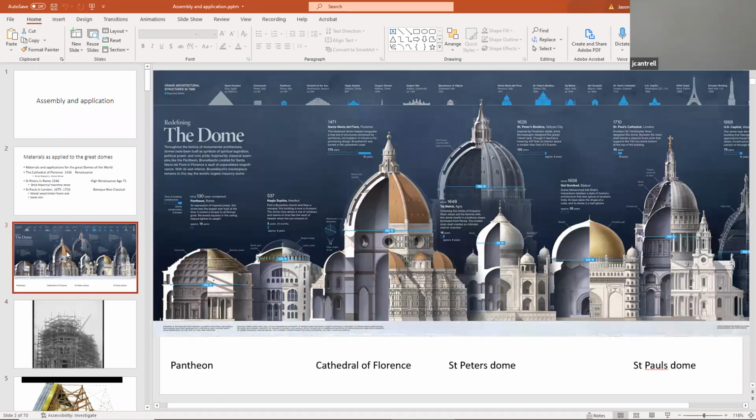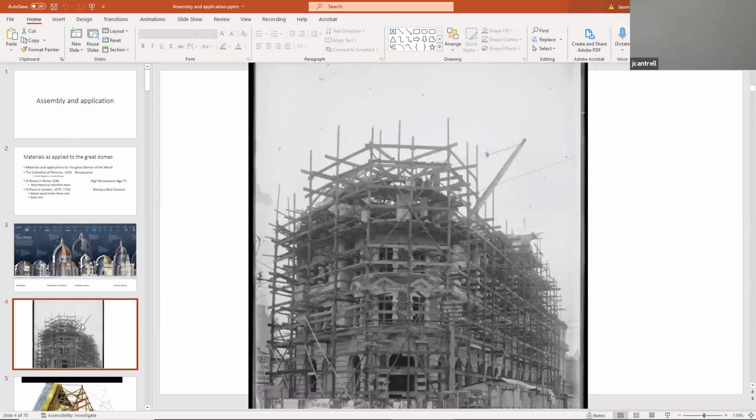Okay, so we're going to be really talking about three different ones: the Cathedral of Florence, St. Peter's, and of course, St. Paul's. This next slide is really what the world of architecture looked like when they were building things without a lot of steel cranes and scaffolding. So we're looking at wooden scaffolding as kind of a formwork, a temporary formwork for each one of the constructions.